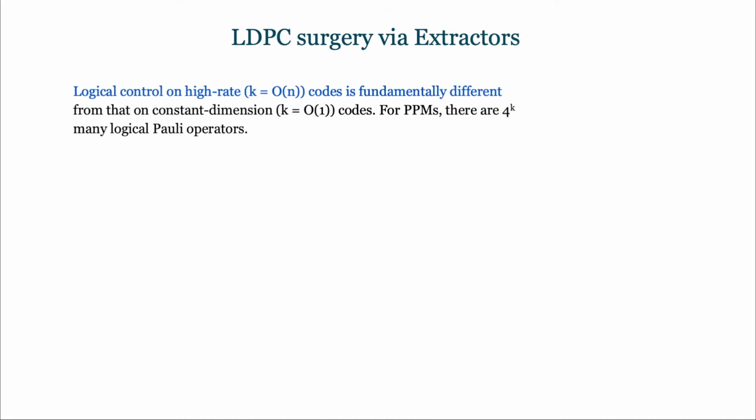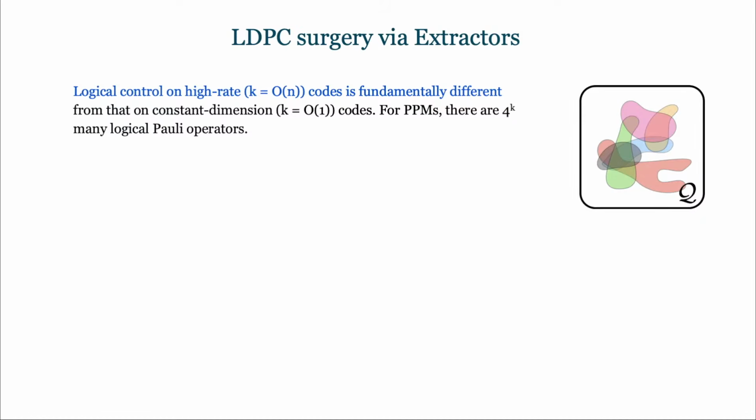Now, we can try to do this with LDPC codes, but the one thing about LDPC codes that we have talked about briefly is that logical control on high-rate codes, meaning that you have a linear number of logical qubits per physical qubit, is really fundamentally different from logical control on these constant dimension codes. Okay? Because you simply have a lot more qubits that you want to control inside the same block. A very good way to see this is to count the number of Pauli observables you have. When you have one logical qubit, there are like 3 non-trivial Pauli observables. And when you have k logical qubits, you have 4 to the k, well, 4 to the k minus 1 of those PPMs that you potentially want to implement. This blows up very quickly.